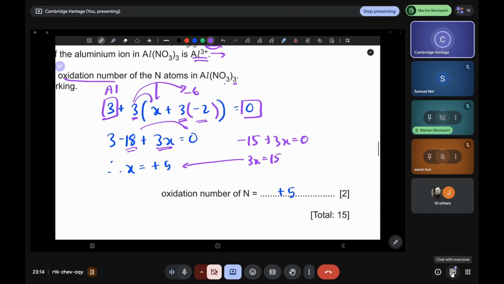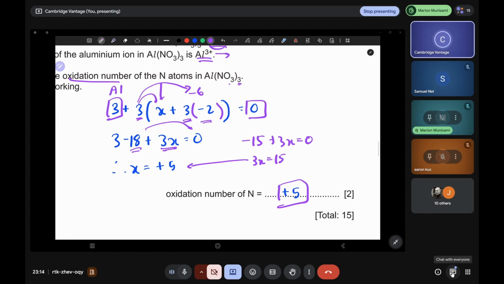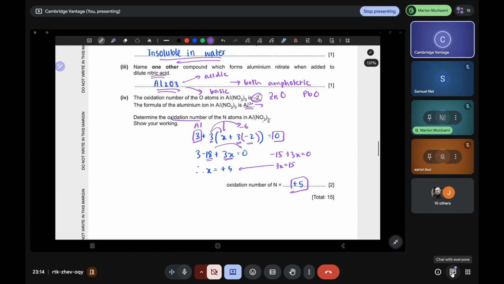And it's very important you give the plus sign, because oxidation number can be positive and negative. So it's important you make the distinction whether it's positive or negative. Since we got a positive value over here, we write down +5. Is the calculation clear for all students?